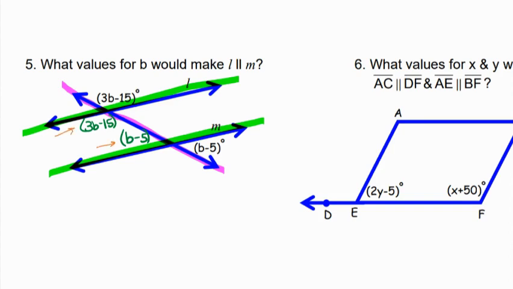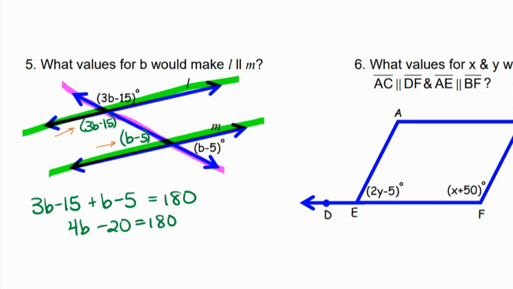And if I'm trying to show my green lines are parallel, those would be same side interior, and I need them to be supplementary to say that those two lines are parallel. So I'm going to set up my equation where 3b minus 15 plus b minus 5 has to add up to 180. And then we can solve. So our 4b would equal 200, which means b is going to equal 50, right? So in order for our two green lines to be parallel, b has to equal 50 to make all of those angle relationships true.